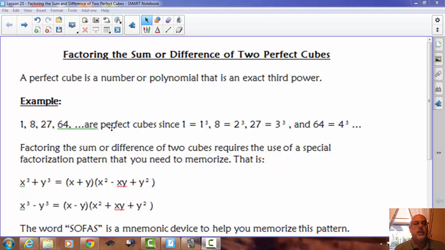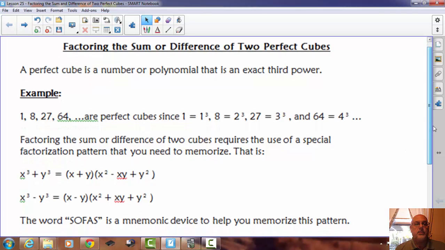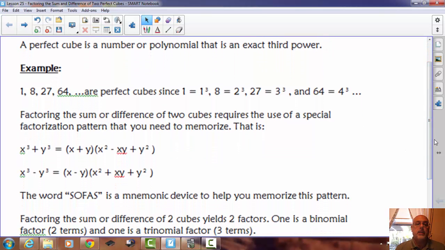So if we look here, 1 times itself 3 times is 1. 2 cubed, 2 times 2 times 2, is 8. 3 cubed is 27. 4 cubed is 64, and so on. So one of the things that you'll eventually need to be able to recognize is what a perfect cube is, or how to find out if a number is a perfect cube.